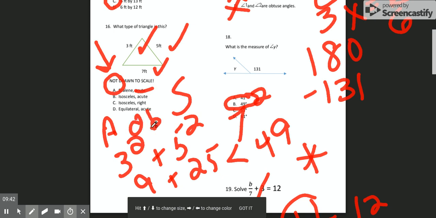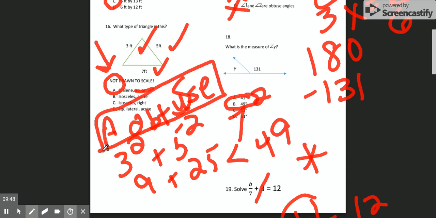It should say obtuse. So hopefully I've changed that on the study guide, or I've told you to change it on your study guide, and if not, shame on me. But that one should be a scalene obtuse.